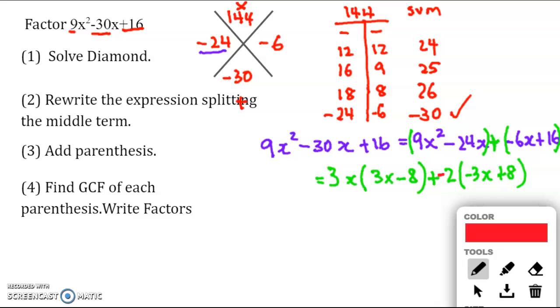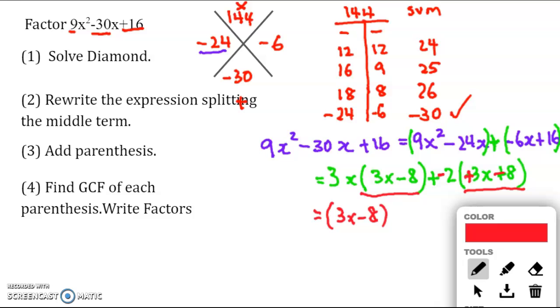negative 2, then that becomes positive 3x, and negative 2 times positive 3x is negative 6x. Negative 2 times negative 8 is going to be positive 16. So now we have 3x minus 8, 3x minus 8, and that means they are common to both. This time I am taking out 3x minus 8 as my common factor.